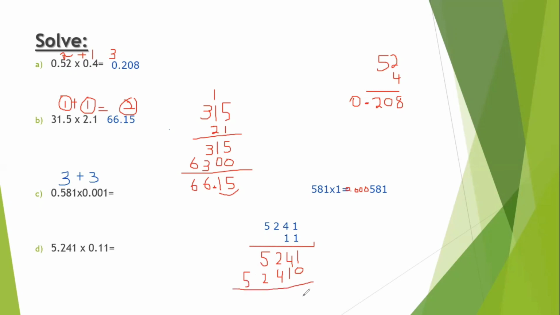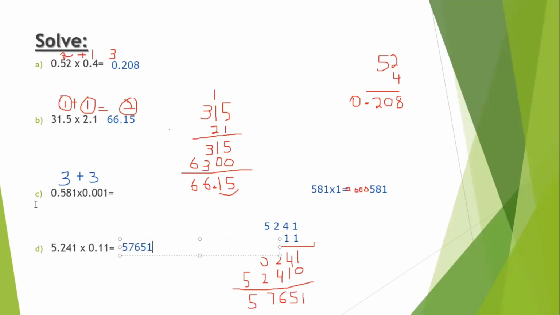1 plus 0 equals 1. 4 plus 1 equals 5. 2 plus 4 equals 6. 5 plus 2, 7. And 5. So the answer is 57,651.